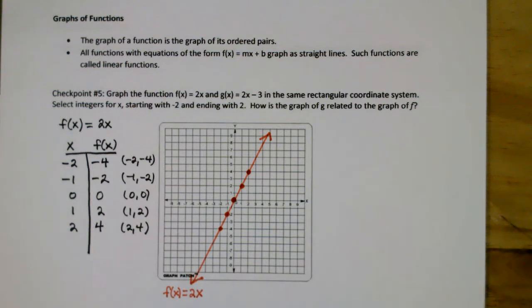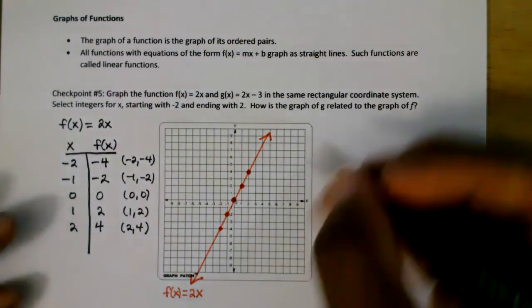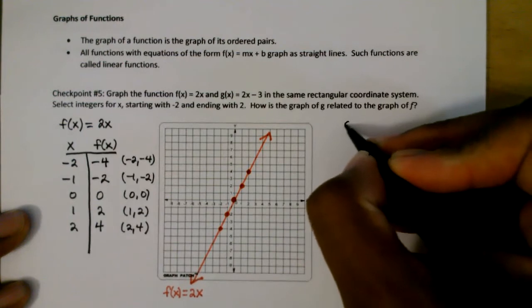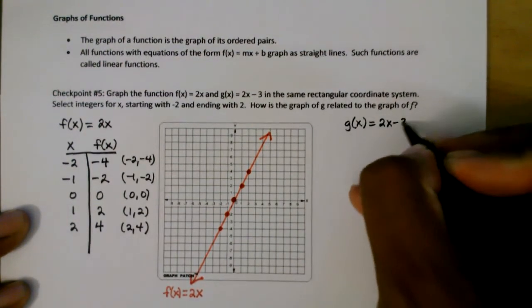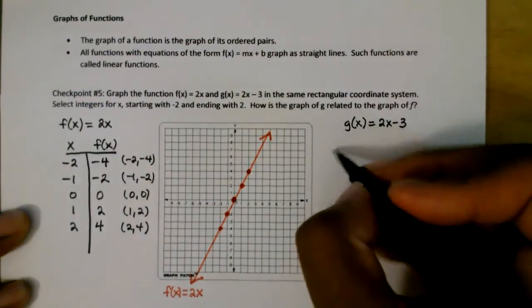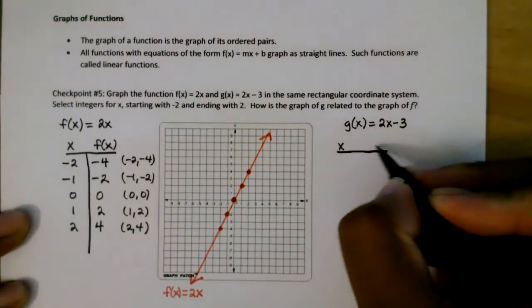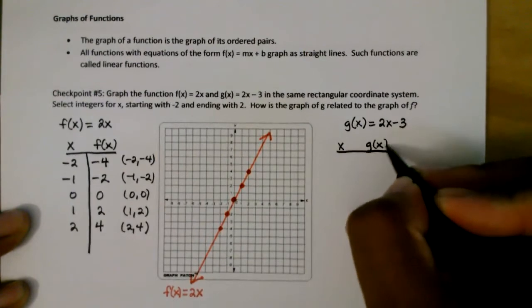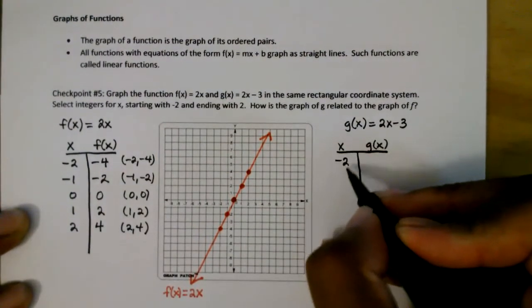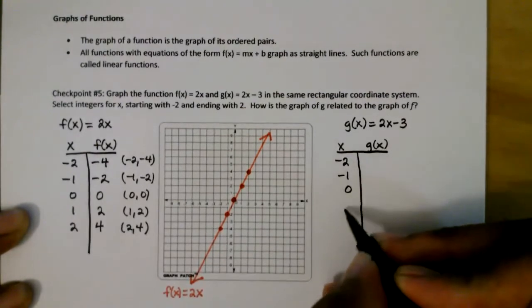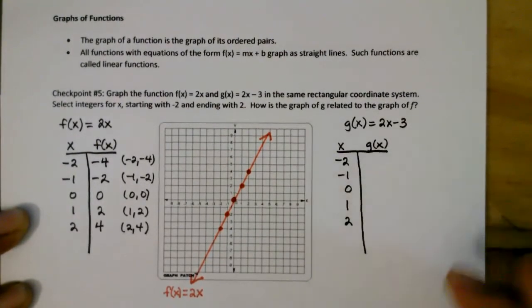Okay. And then we'll graph g of x equals 2x minus 3. And I'll do this on the right side. All right, so here we got x and then g of x. So I'm creating a table. And I'm still going to use -2, -1, 0, 1, and 2.